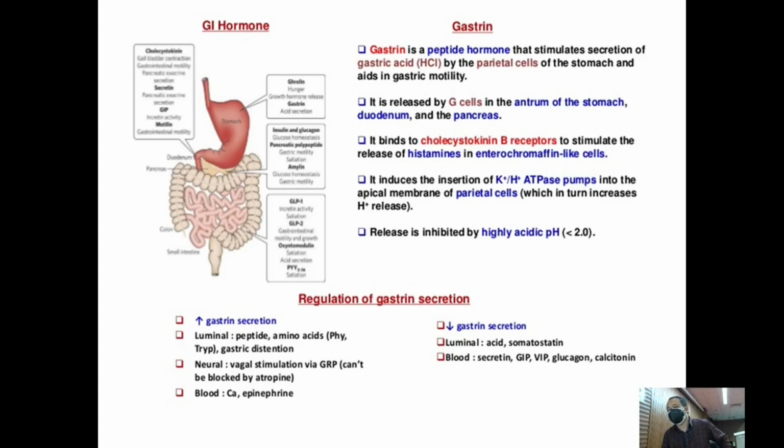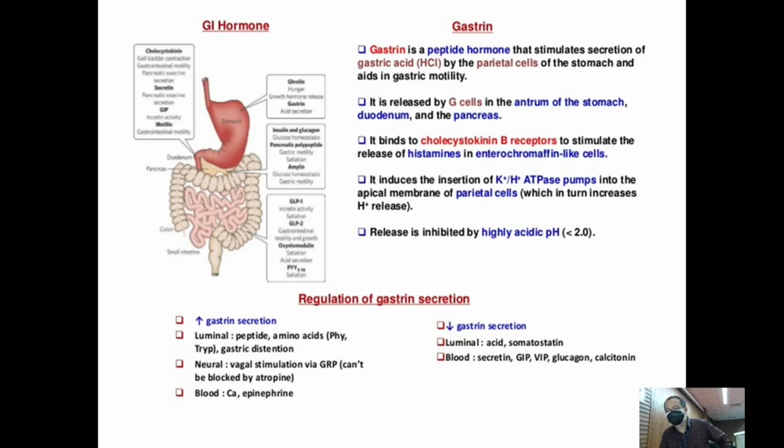So what are the regulating factors of gastrin secretion? One factor increases the secretion, and another factor decreases the gastrin secretion. Those factors increasing gastrin secretion are peptides themselves. So protein that is broken down into peptides, and the amino acids themselves, phenylalanine and tryptophan. These are very strong amino acids that can stimulate the G cell and potentiate the secretion of gastrin. Then you have of course a neural control, vagal stimulation via the GRP. For that reason it cannot be blocked by atropine because it's not via acetylcholine.